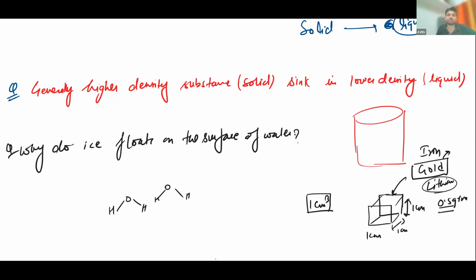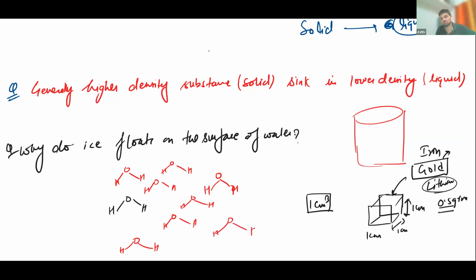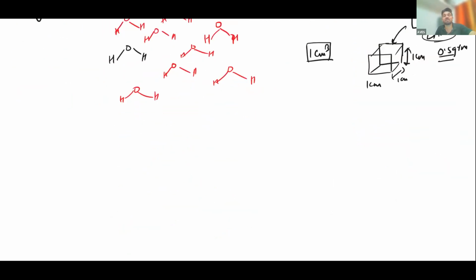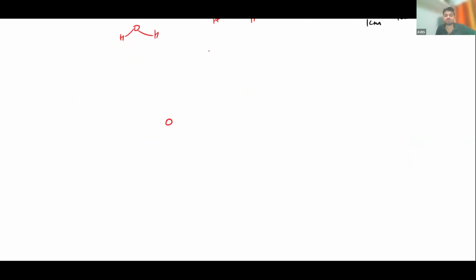Okay, I'm having normal water particles, and these water particles have random motion. They are moving here and there, from one place to another place, like in a random motion. But when water freezes, they have a specialized structure, like this.